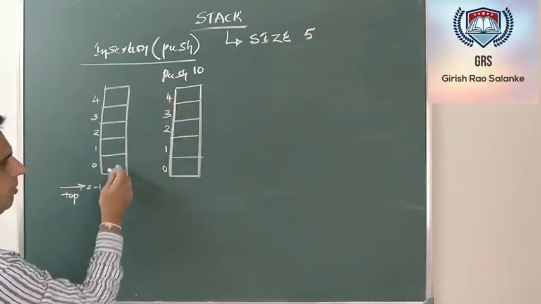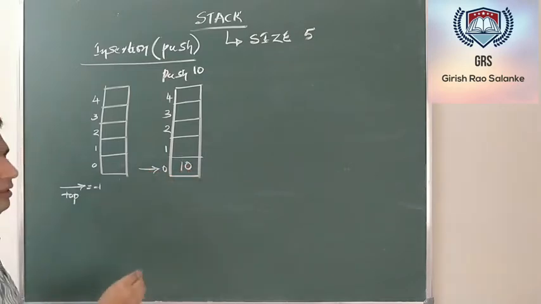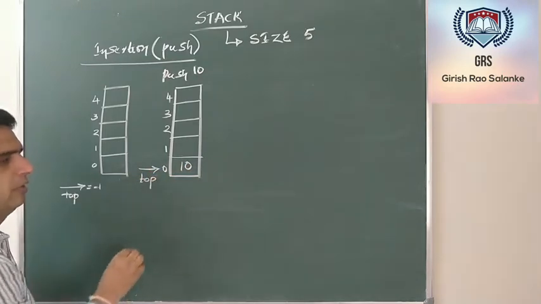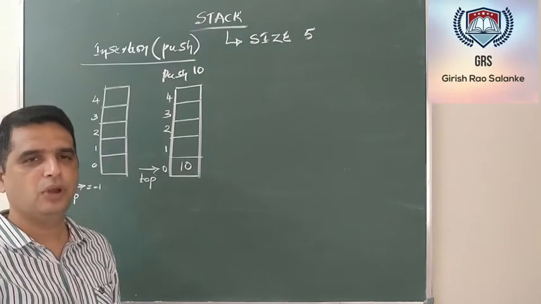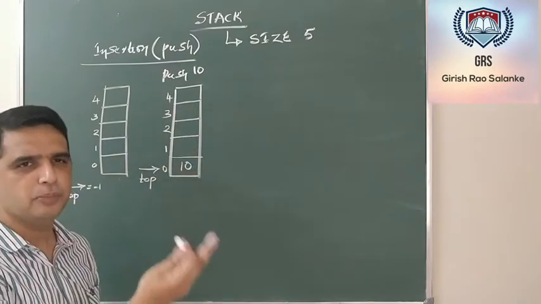I need to update my top from -1 to 0, and I will initialize 10 here. This is my top. I have pushed only one element onto the stack. As you see, there are 4 more empty spaces in my stack. I can push 4 more elements.